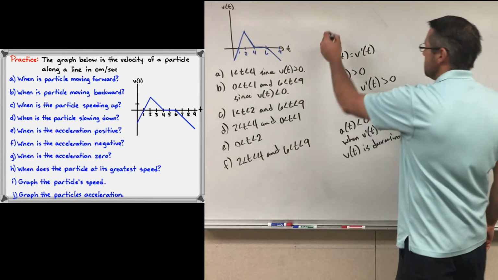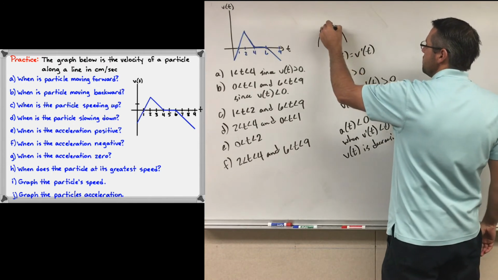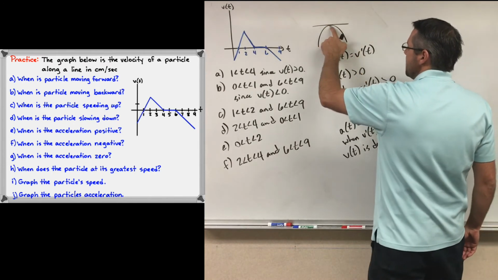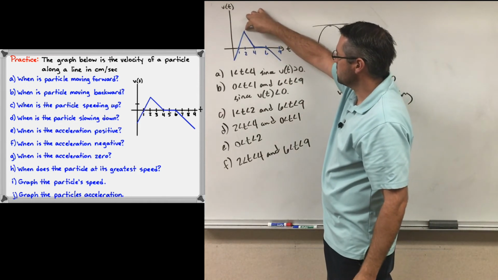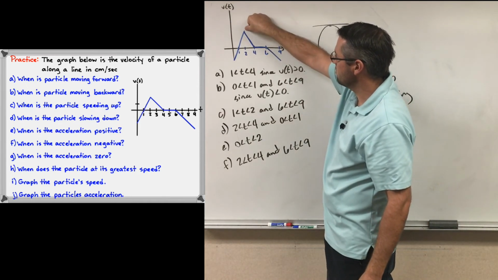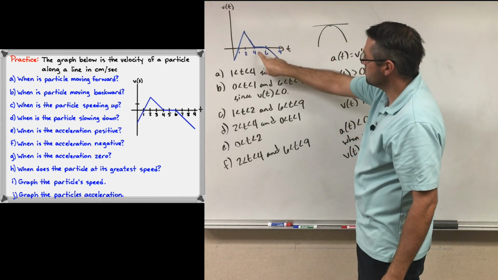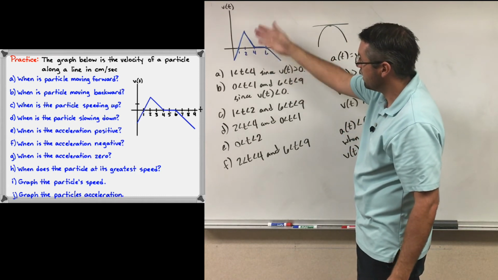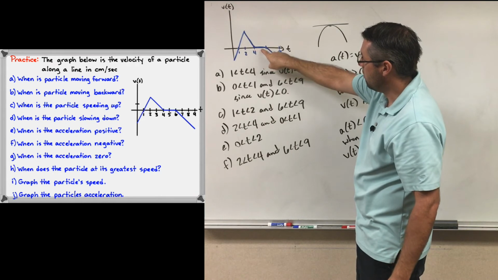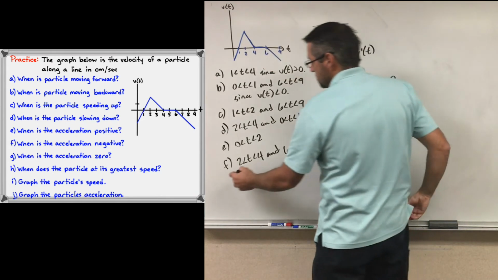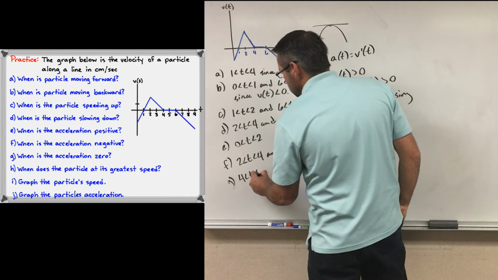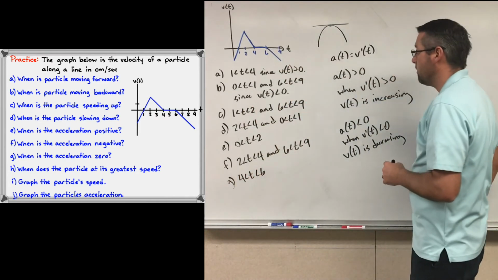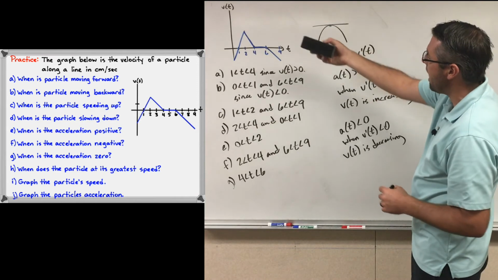A lot of times you see horizontal tangent lines when you have a peak or a valley, but that's because it's nice and smooth. Here we have a corner, so we don't have a horizontal tangent line there. It's not differentiable at those corners. But we do have horizontal tangent lines here because velocity is horizontal throughout that entire region. So we would say from 4 to 6, that is when acceleration is 0, because that's when the slope of that graph is 0.